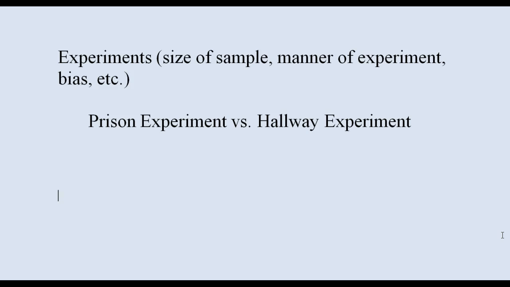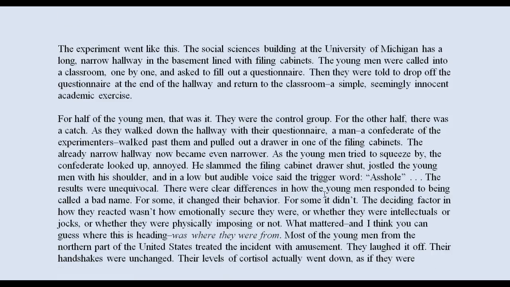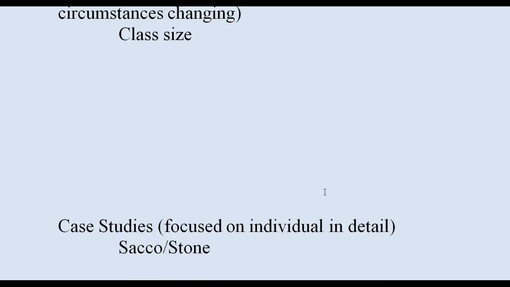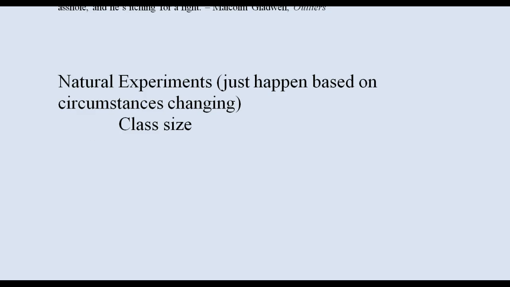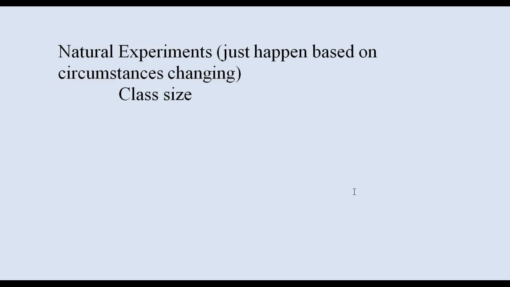So once again, when you're looking at an experiment, pay attention not only to the results, but just as importantly, pay attention to how the experiment has been put into place, how they arrived at the data. Another type of experiment that does this even better is what are called natural experiments. And these are experiments that just happen based on circumstances changing.